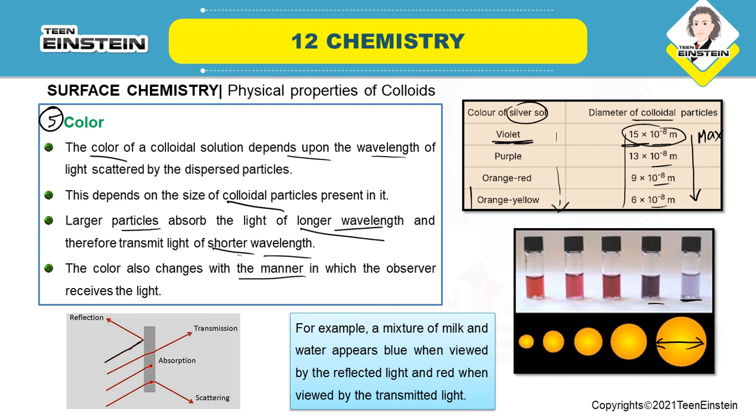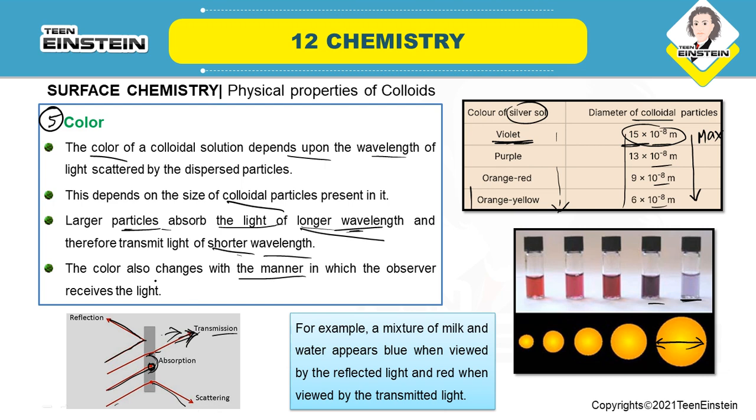So this is reflection. Absorption, obviously, the light will not pass through it. Transmission means this is transmitted light. See, this line is written: larger particles absorb light of longer wavelength. So longer wavelength will be absorbed, and the remaining wavelength, that is shorter, will be transmitted. So this is transmission. And scattering is like this. It is also just like reflection, but reflection does not reach the other side, whereas in case of scattering, it is reaching the other side.